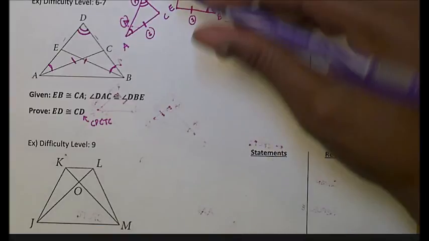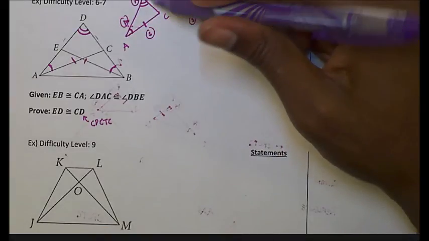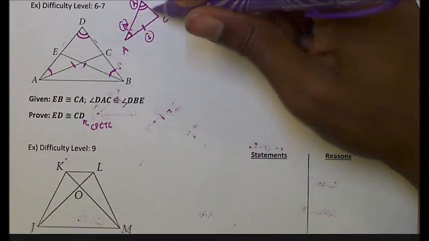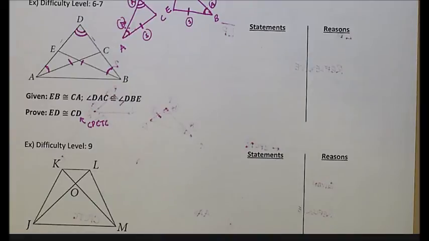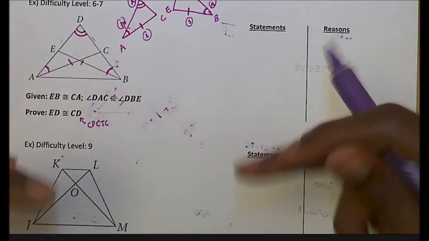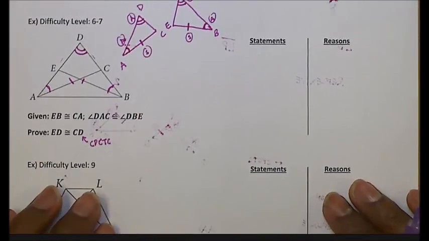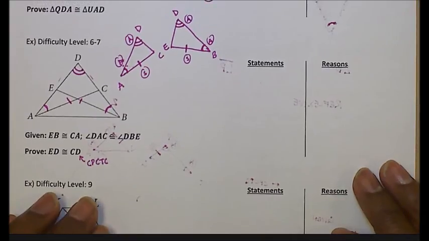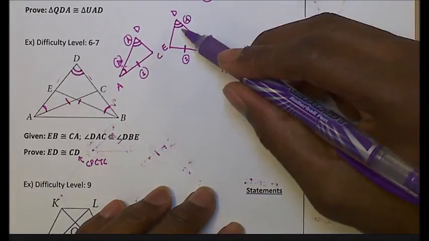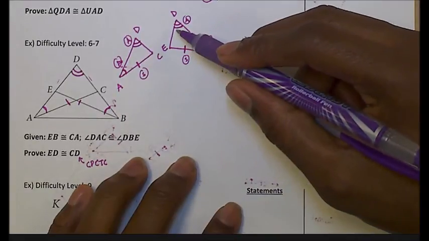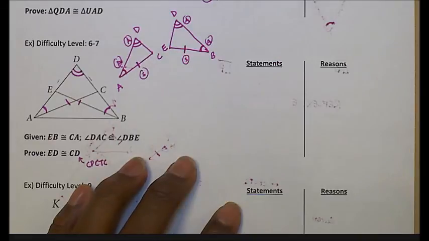Let me look at ED and CD. They definitely look corresponding. I go from B, D, E to A, D, C. Yep, they are corresponding parts. So now I've walked through what my reasons are. Writing this proof should be a lot easier since I've marked all this stuff already separately.